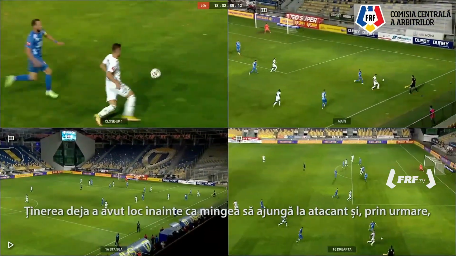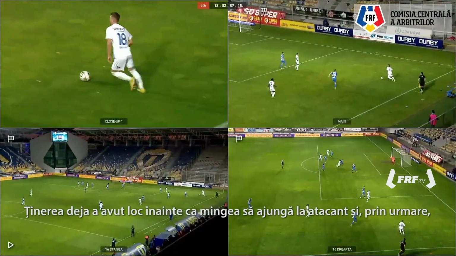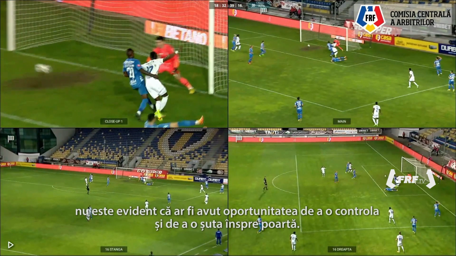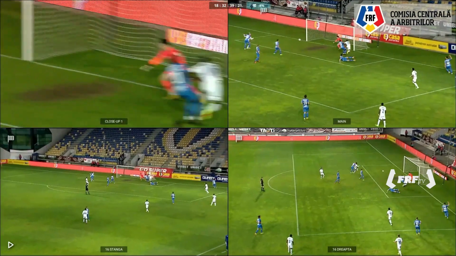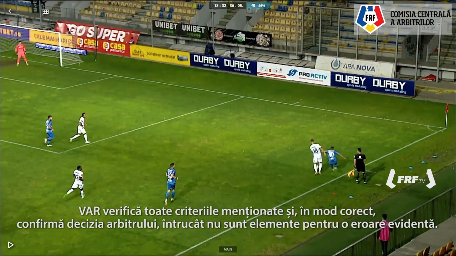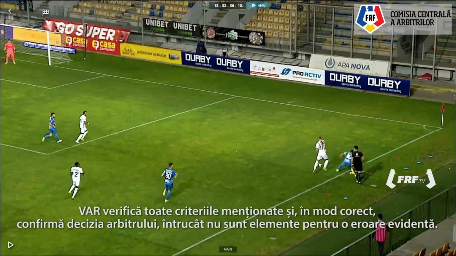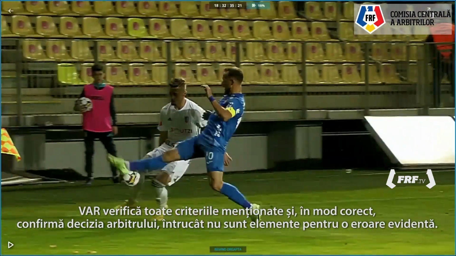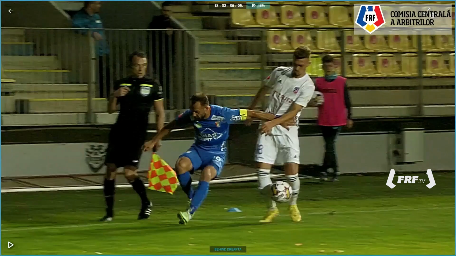The holding had already occurred before the ball came to the attacker, and therefore it was not obvious that he would have the opportunity to control and shoot to the opposite goal post. VAR checks all the mentioned criteria and correctly confirms the referee's decision, as there are no criteria for a clear and obvious error.